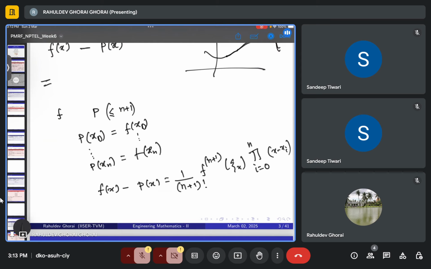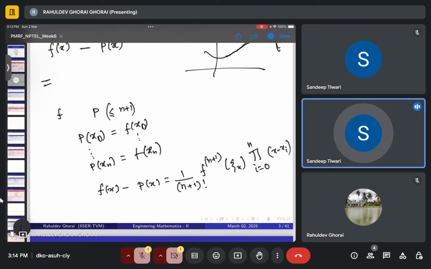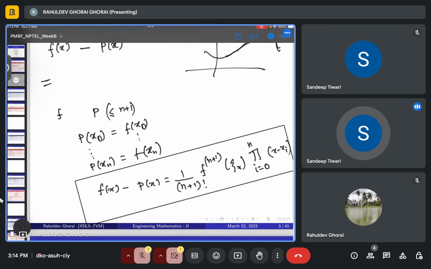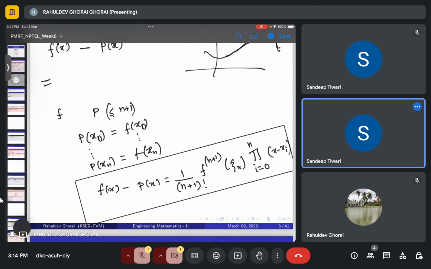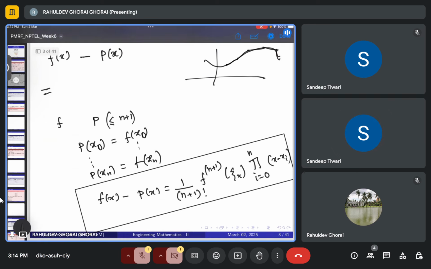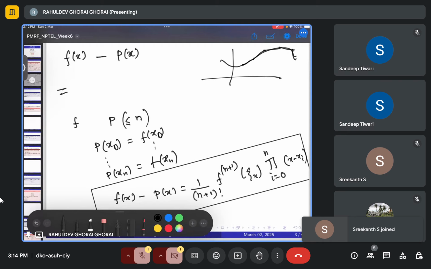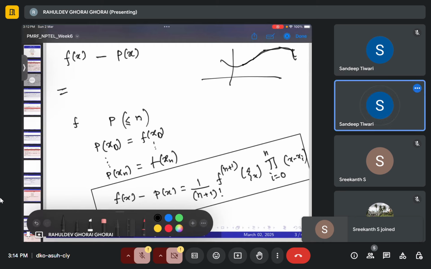So you have to construct a function. Sir, the error is a polynomial of degree n plus 1. Yes, this is a polynomial of degree n plus 1. So degree less than or equal to n, sorry, not n plus 1, a polynomial of degree less than or equal to n. Okay, sir.